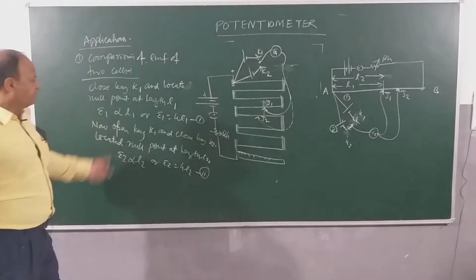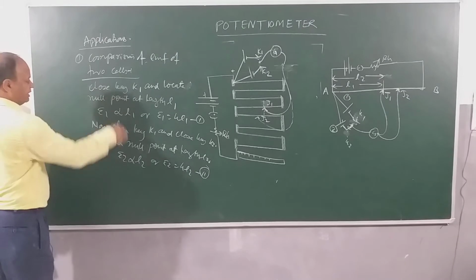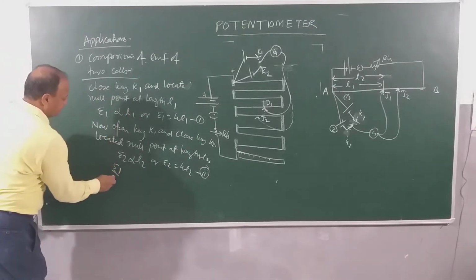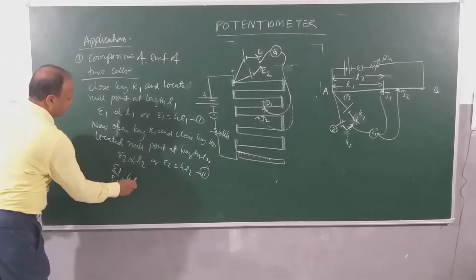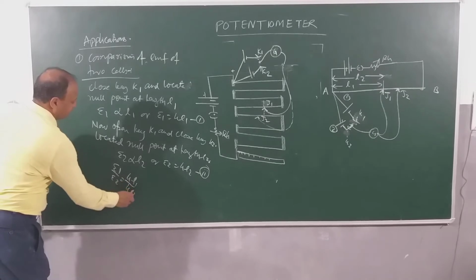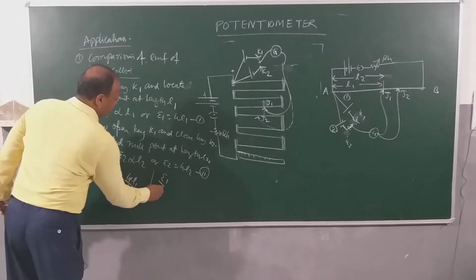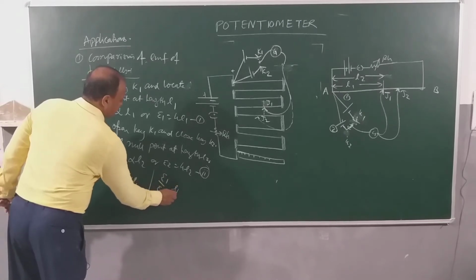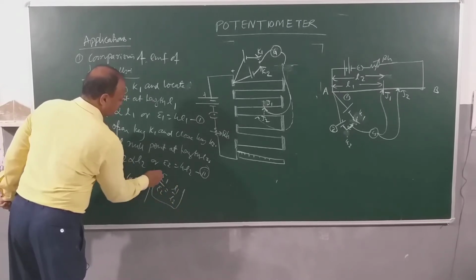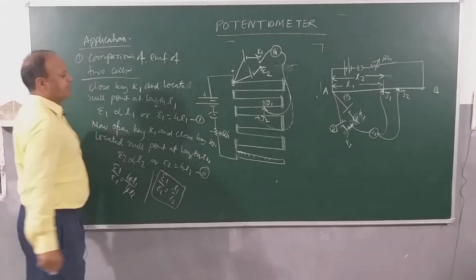If I divide these two, then E1 by E2 will be K L1 divided by K L2. K and K cancel out. So we come across a very important result: E1 by E2 is equal to L1 by L2. Okay, so keep this in mind.